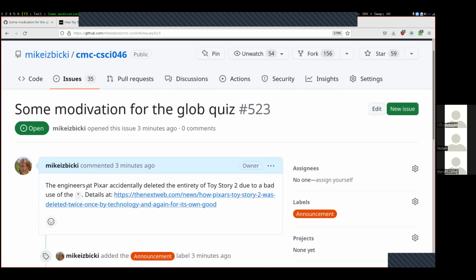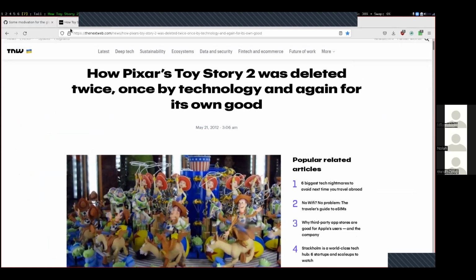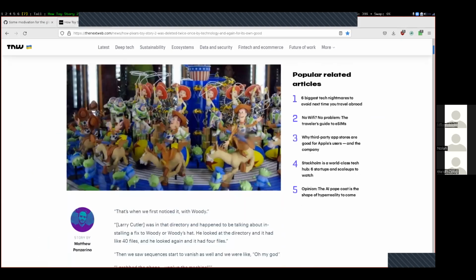So it turns out that the engineers at Pixar accidentally deleted all of Toy Story 2 while they were working on it because somebody used the glob incorrectly. And there's this fairly detailed story here that I would encourage you all to read through about what happened, but I'll go through the highlights here.